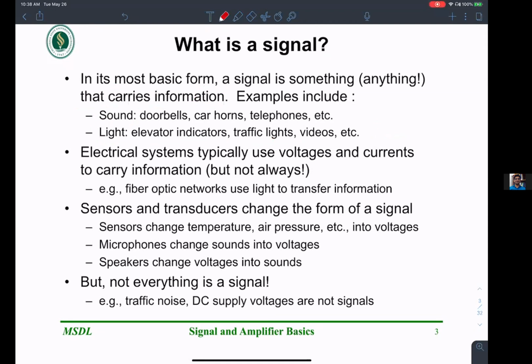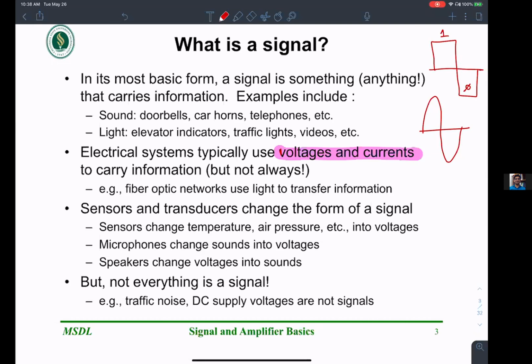So electrical systems typically use voltages and currents, okay, to carry information, but not always. Most oftentimes we see signals being carried as voltages, and there is an increase in voltage or a decrease in voltage that means something to us. Okay, in the digital domain, a 0 and a 1 have some meaning. 1 means something, 0 means something else.